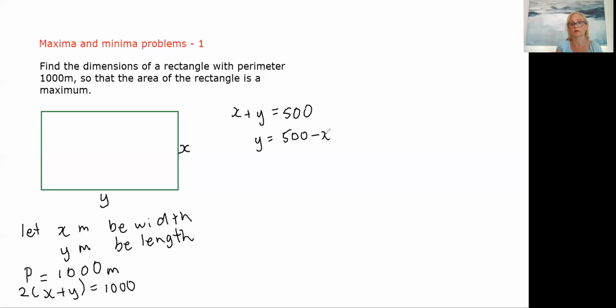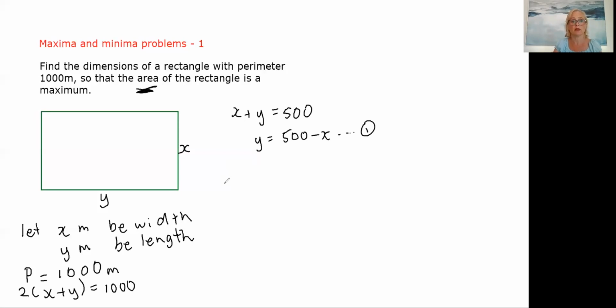I'm going to call that equation 1. So that's using information in the question, or perhaps some geometry, depending on the question. In this case, it gave us the perimeter, to get one of the variables in terms of the other, so that now you can only work with just the one. All right, now what are we maximising? It wants us to maximise the area.